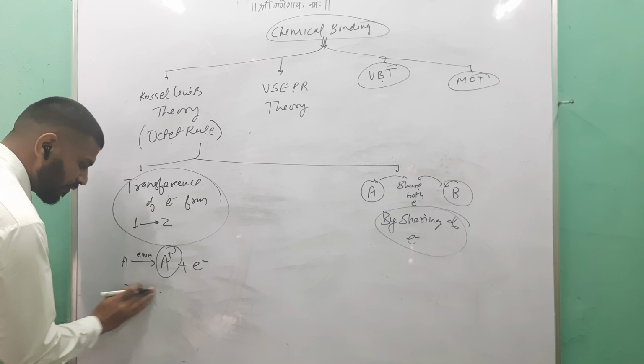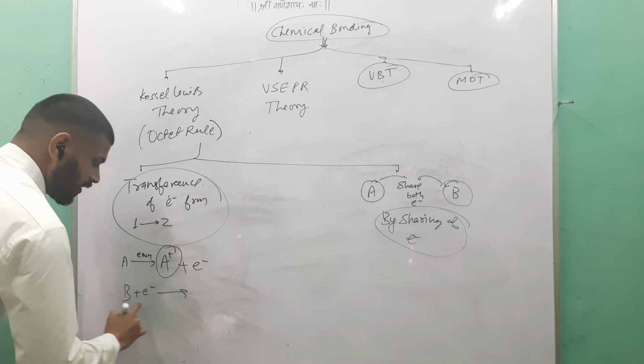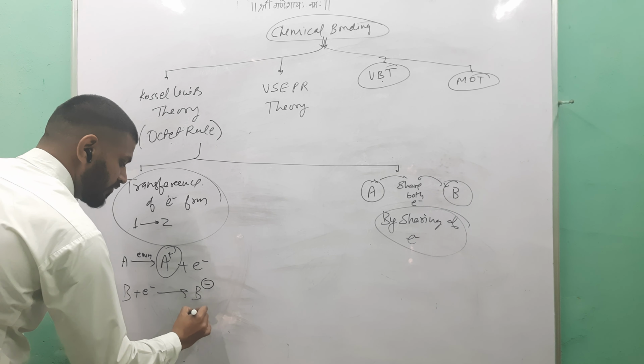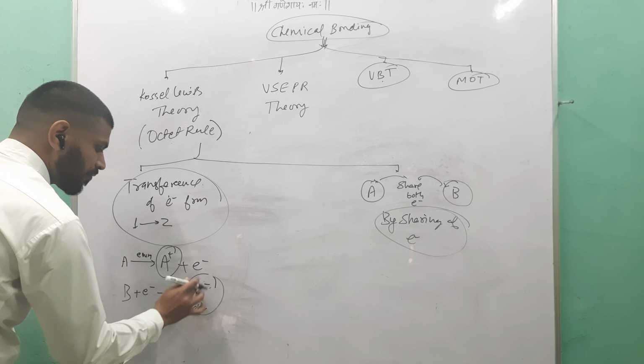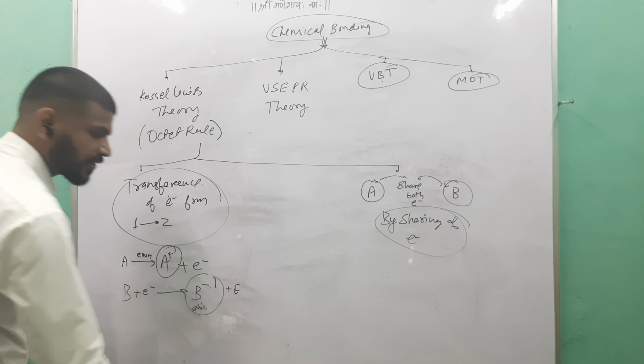And we have atom B, applying some kind of energy, receiving an electron and converting into B negative, which is an anion. Okay, anion, and releasing some kind of energy.